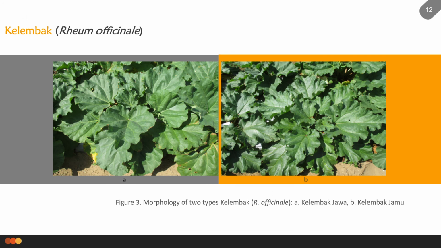Kelembak accessions in this study were divided into two variants, Kelembak Jamu and Kelembak Jawa, based on the utilization of Kelembak in the community. Kelembak Jamu is used as a herbal material for traditional medicine or jamu, while Kelembak Jawa is known as Kelembak rokok, or cigarette, due to its use for cigarette production. Kelembak Jamu and Kelembak Jawa can be distinguished based on the morphological characters of their leaves, including leaf shapes, margin shapes, apex shapes, petiole, and root characters such as size and color.